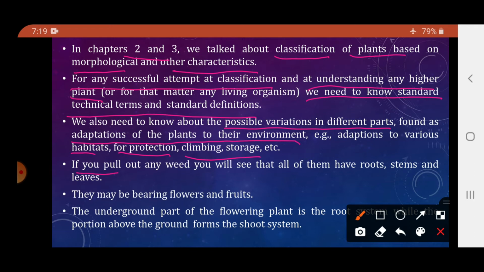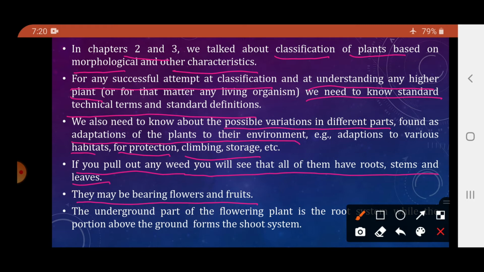If you pull out any weed, you will see that all of them have roots, stem and leaves. They may be bearing flowers and fruits. So whichever flowering plant or weed you pull out, what will you see? You will see the root, the stem as well as the leaves. They may also have the flowers and fruits.